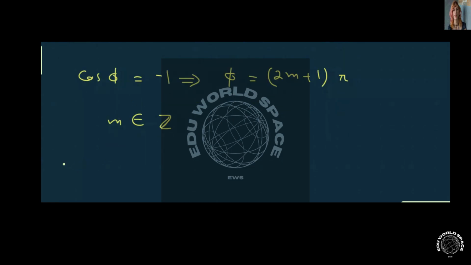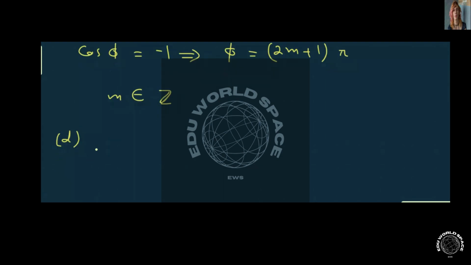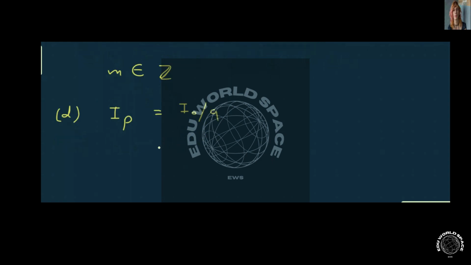Now for part D, the intensity for the lesser maxima, IP, would just be equal to I0, which is the maximum intensity, divided by 9. This is for part D.